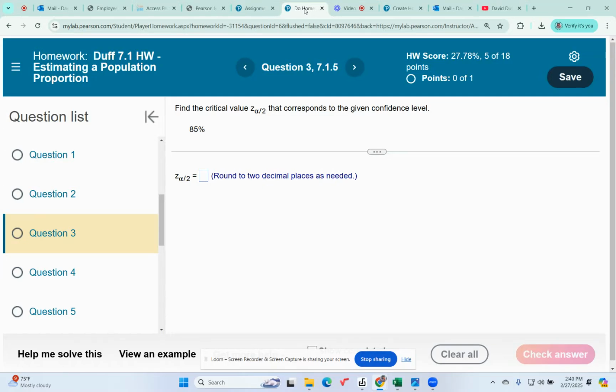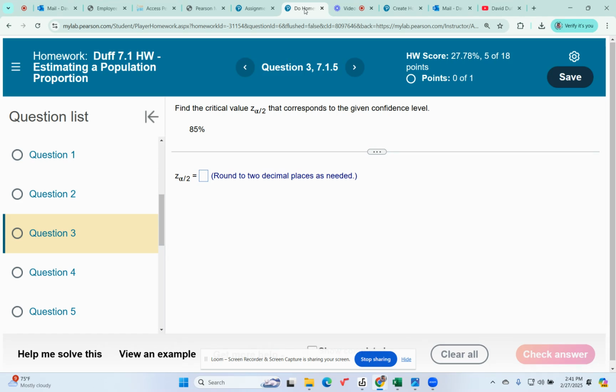All right, so we're going to take a look at 7.1 homework, questions 3 and 4. These are very similar questions, but you're being asked to find the critical value z sub alpha divided by 2 that corresponds to the given confidence level of 85%.